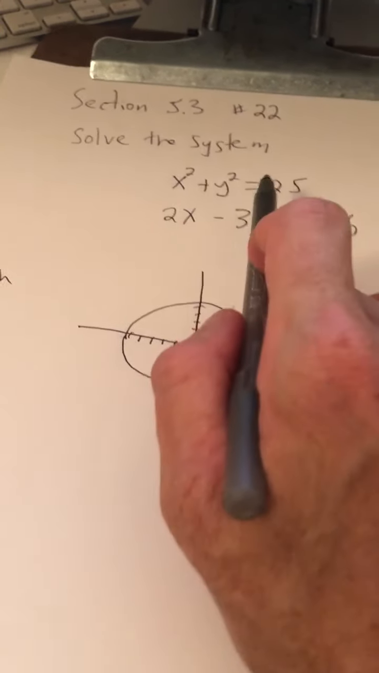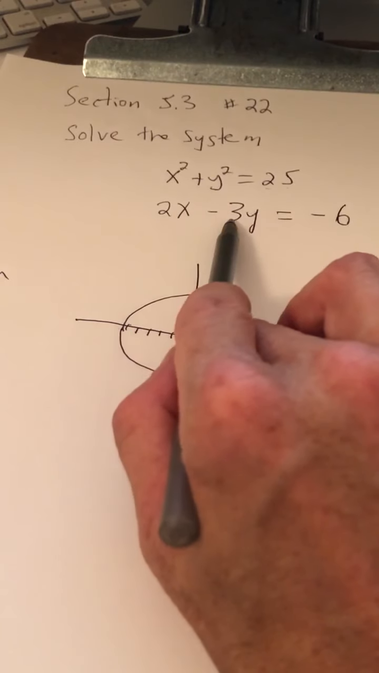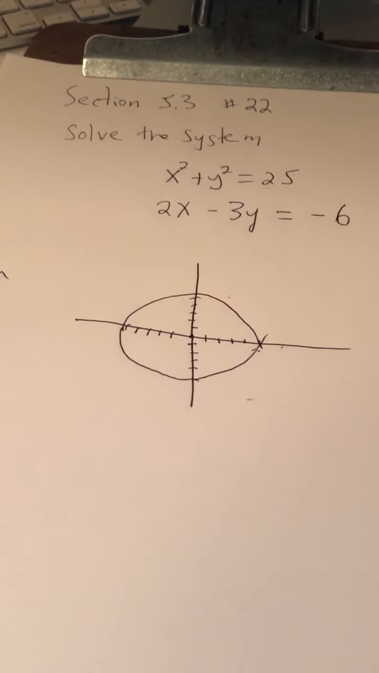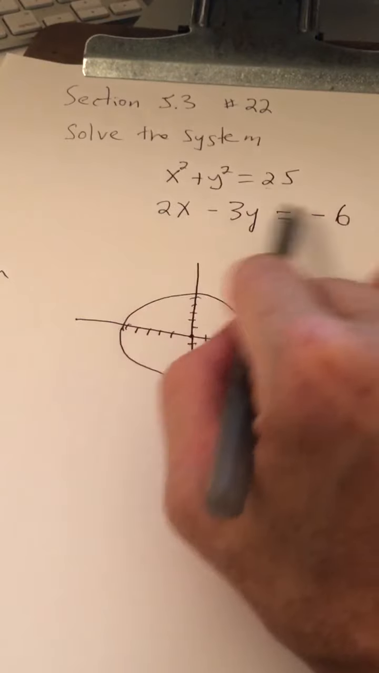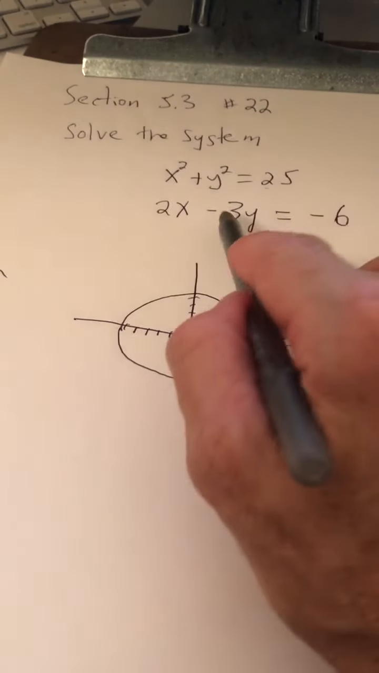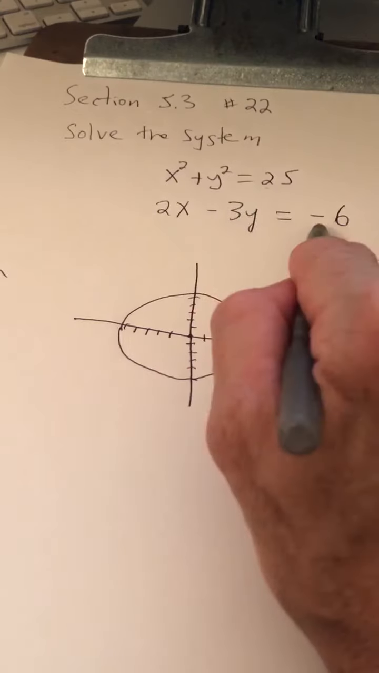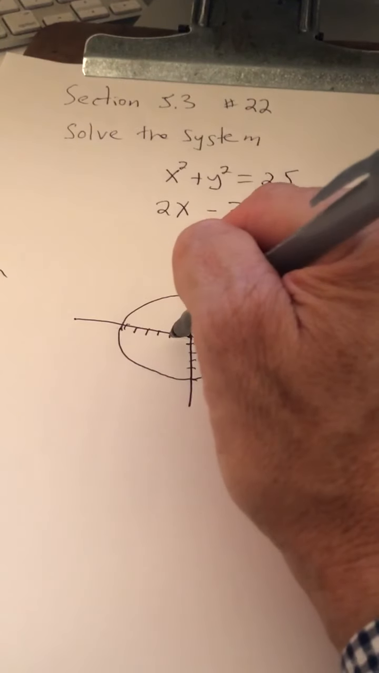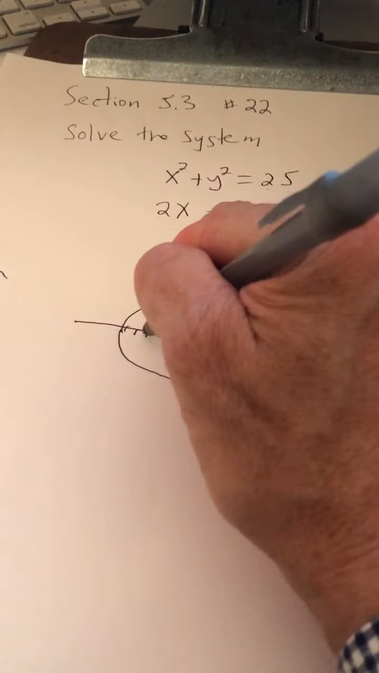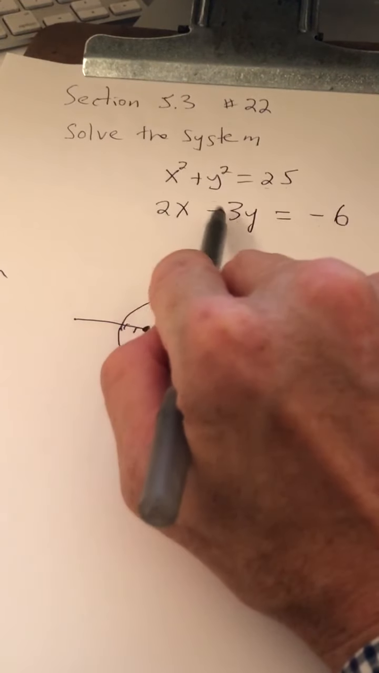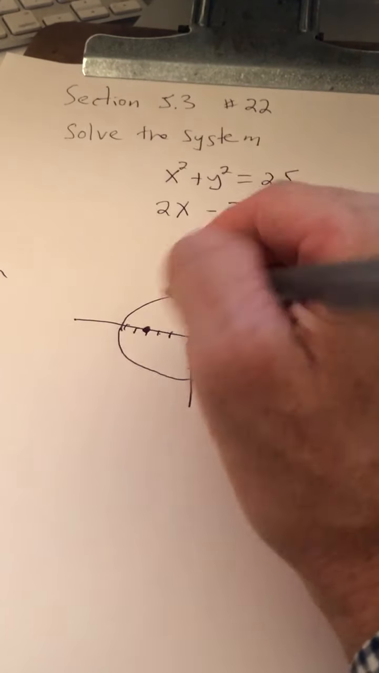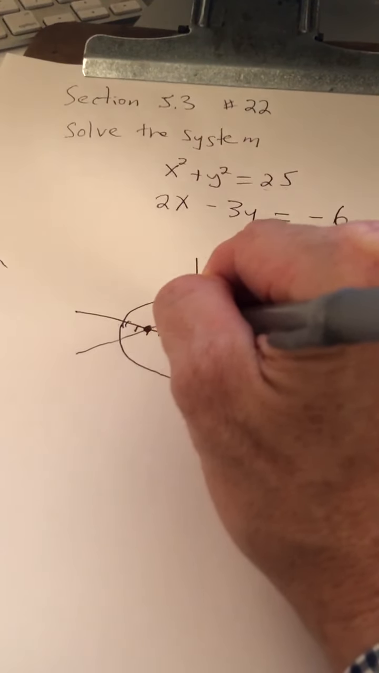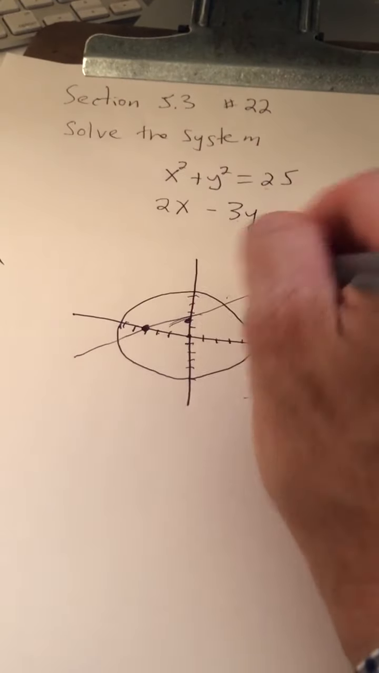And also what we have is this equation here, 2x minus 3y equals negative 6, which is a line. And what we can do is we can use just the intercepts to graph the line. Remember, to get the intercepts, you set the other variable equal to 0. So if y is equal to 0, we get 2x equals negative 6. So x is equal to negative 3. And if x is equal to 0, we have negative 3y equals negative 6. So y is equal to positive 2. Again, all it takes is 2 points to determine a line.